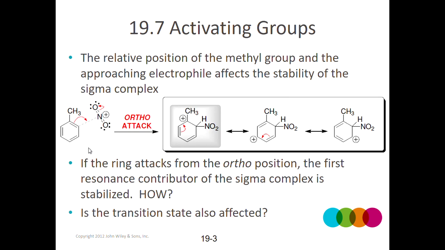So the textbook focuses more on the intermediate that's formed rather than the transition state. But we know from kinetics, it's the transition state really that's the most important part. So let's draw the transition state for this collision at the ortho position. So what would happen here would be that this pi bond would start to break, and it would start to form a new bond with the nitrogen.